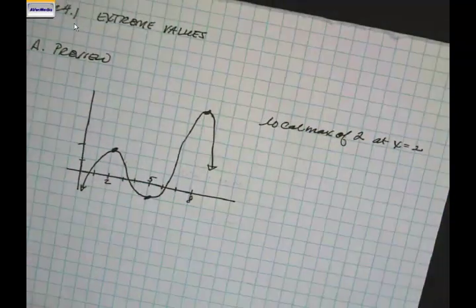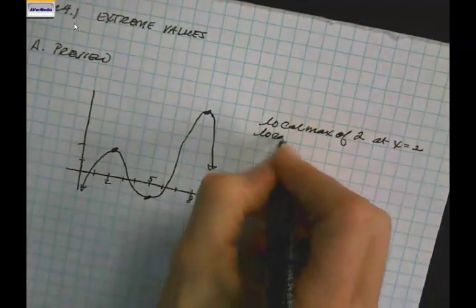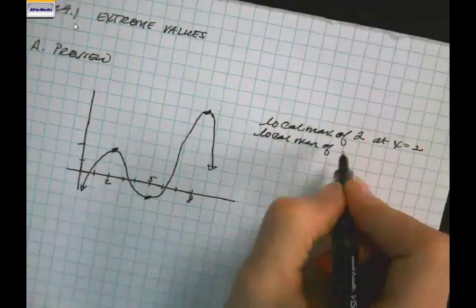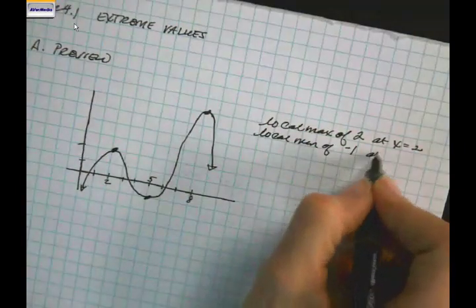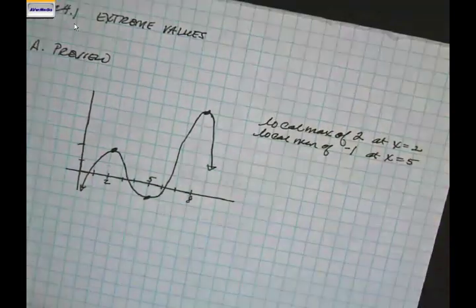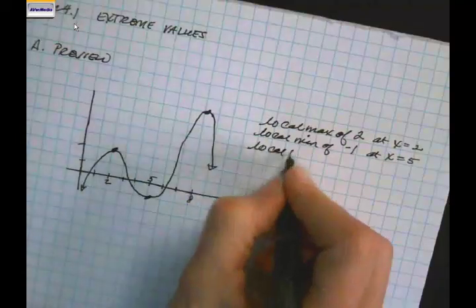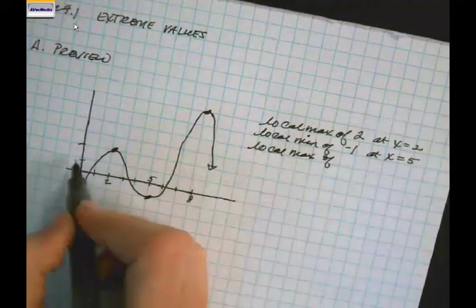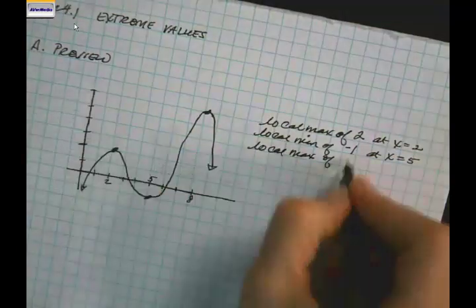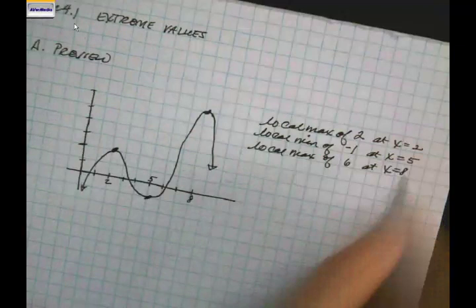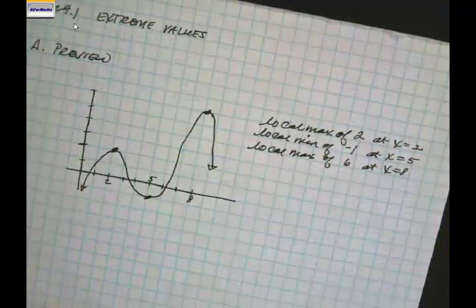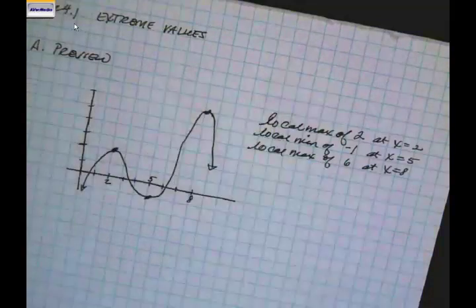So your maxes and your mins are your vertical values, your y values. So you have a local max of 2 at x equaling 2. You have a local min of -1 when x is 5. So you have a local minimum of -1. You have another local max of, let's see, 1, 2, 3, 4, 5, 6 at x equaling 8. So those are your local maxes and your local mins. The graph has various peaks and valleys in it, and those are your local values.